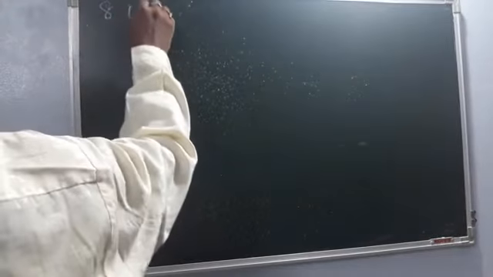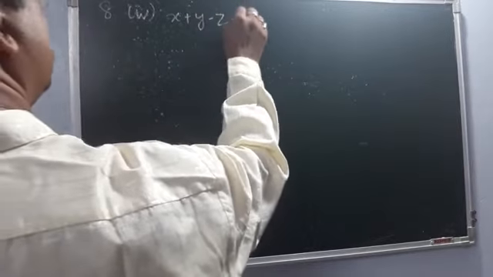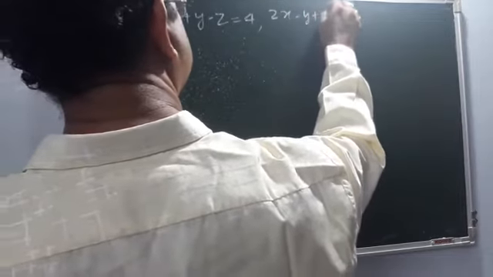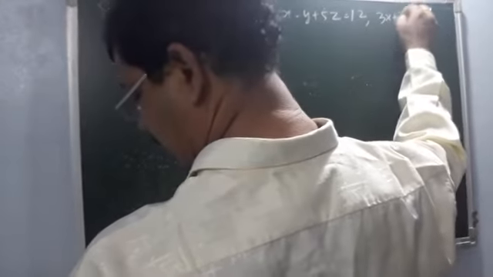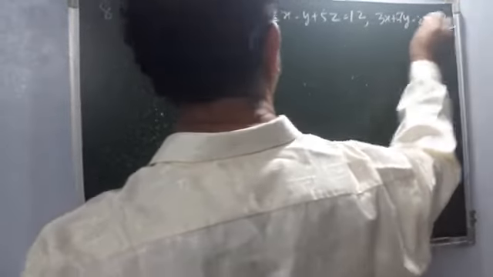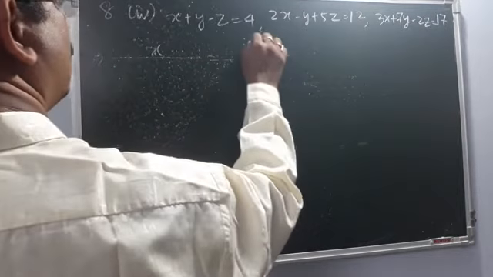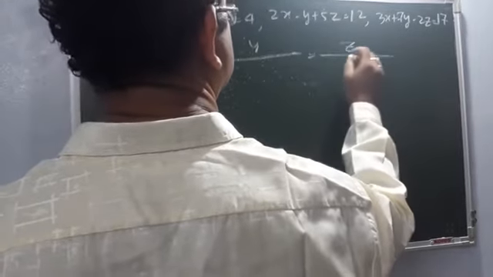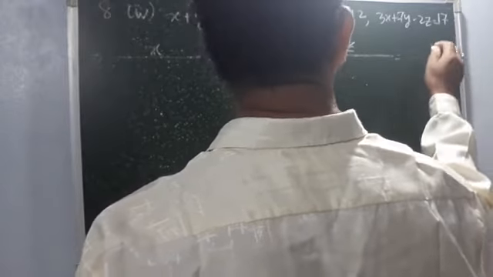Suppose question number 4. It is x plus y minus z is equal to 4. Here it is written 2x minus y plus 5z is equal to 12, and lastly 3x plus 7y minus 12z is equal to 17. So what we will do, we will write x by one determinant, y by another determinant, z by another determinant, and finally 1 by the determinant.